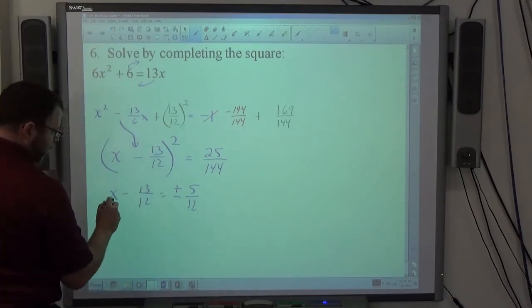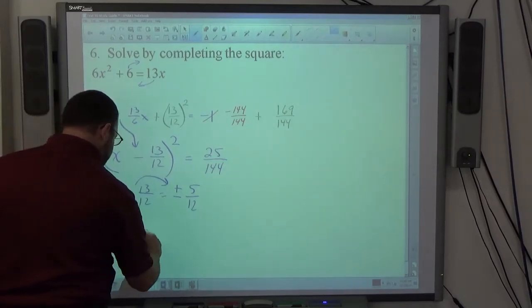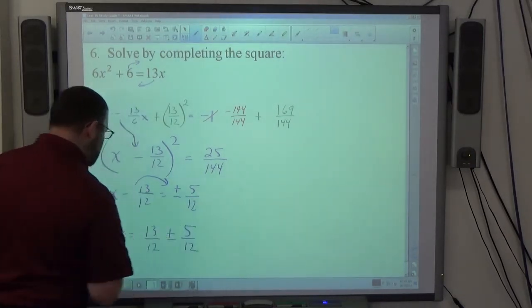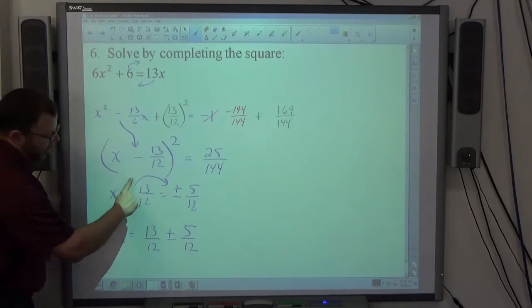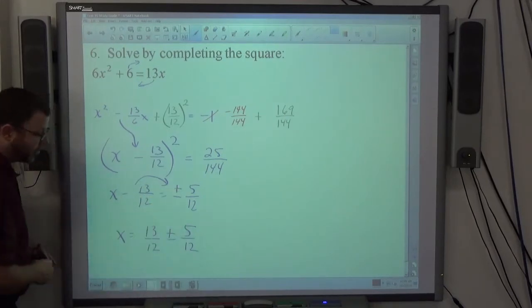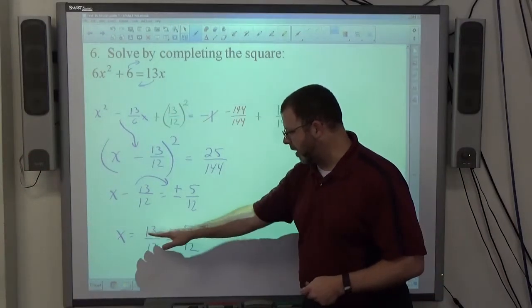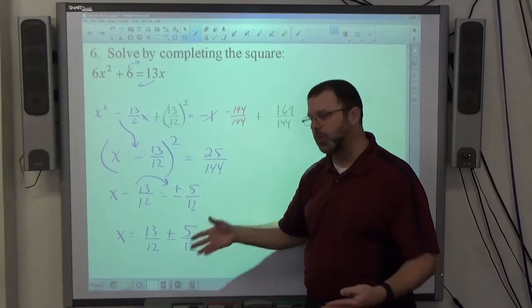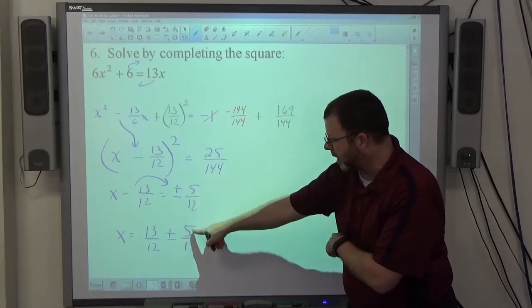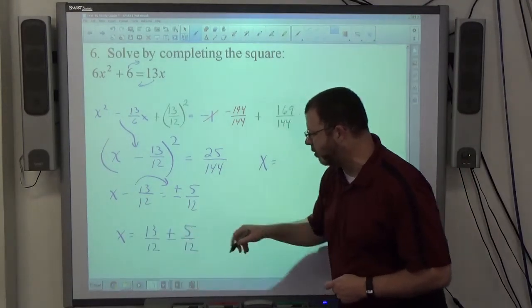So last couple steps here, I'm going to move the 13/12 over to the right. And it's negative 13/12, so when it slides to the right, it becomes positive 13/12 in front of the plus or minus sign, and then plus or minus 5/12. So again, usually at this point we're done, right? We have 13 plus or minus the square root of some number over 12. But since that 25/144 came out to a nice pretty number like that, I would expect you to go one extra step to actually add the two fractions and subtract the two fractions.